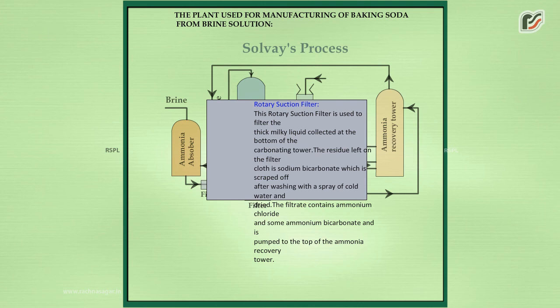Rotary suction filter. This rotary suction filter is used to filter the thick milky liquid collected at the bottom of the carbonating tower. The residue left on the filter cloth is sodium bicarbonate, which is scraped off after washing with a spray of cold water and dried. The filtrate contains ammonium chloride and some ammonium bicarbonate and is pumped to the top of the ammonia recovery tower.